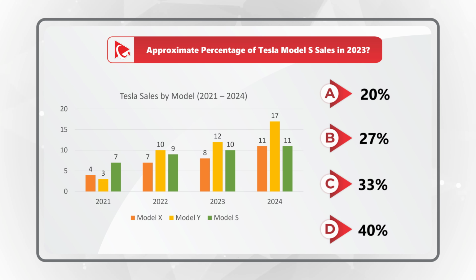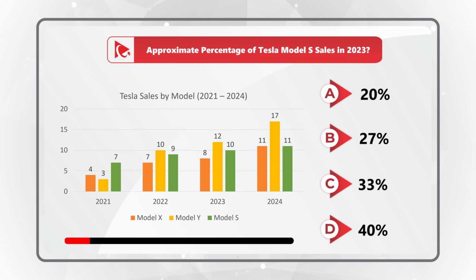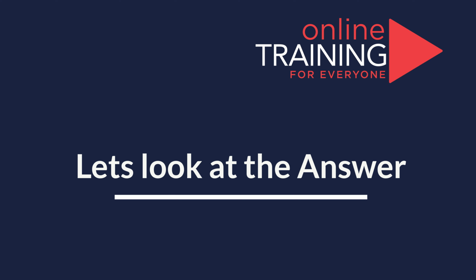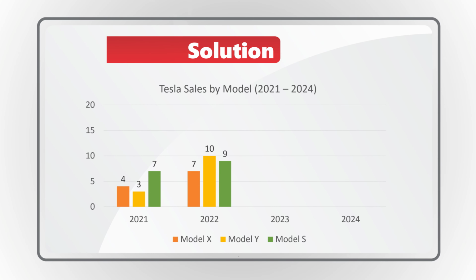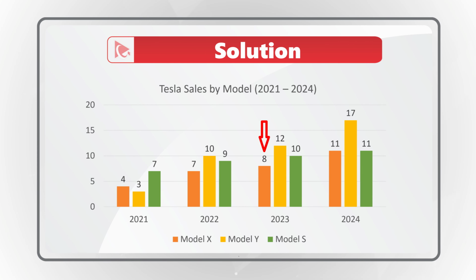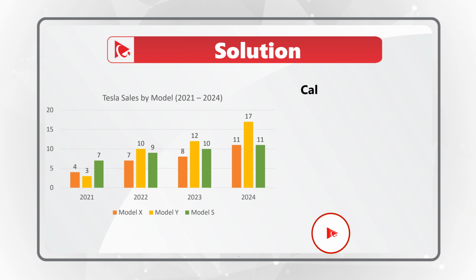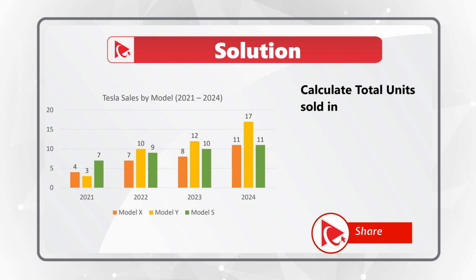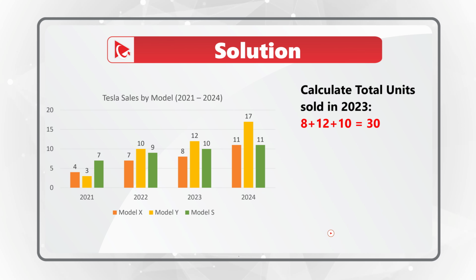Give yourself a little bit of time, maybe pause this video to see if you can come up with the solution. Hopefully you figured it out, because I'm moving forward to share the final answer with you. And obviously, if you have a better way to solve it, please make sure to post in comments. First, let's take a close look at the 2023 sales. You can see that we sold 8 units of Model X, 12 units of Model Y, and then 10 units of Model S. So total units sold in 2023 would be 8 plus 12 plus 10 equals 30.